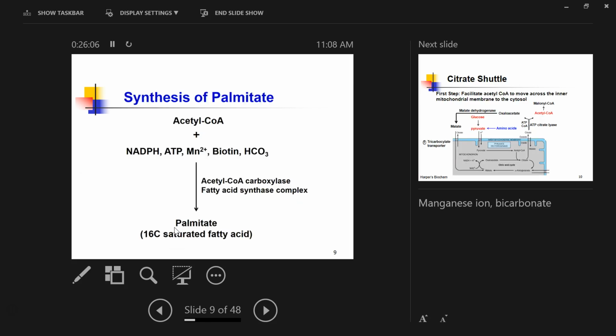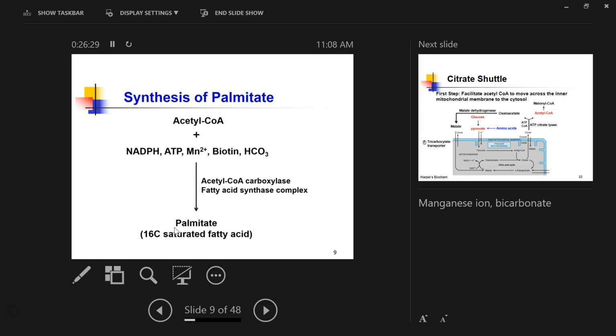All right, so now let's get to the details, right? We have a big picture, right? And how lipogenesis takes place. Now let's get the details. So, synthesis of fatty acids. This is just the overall picture, right?